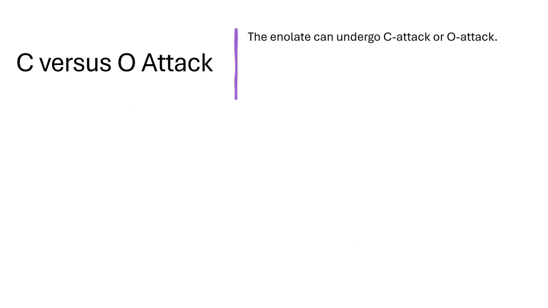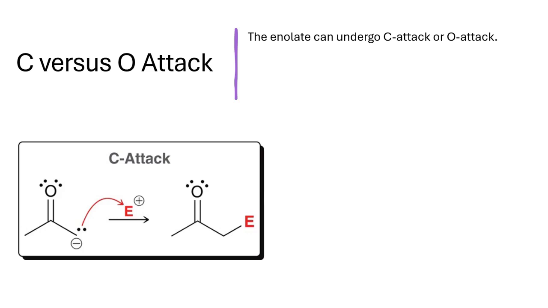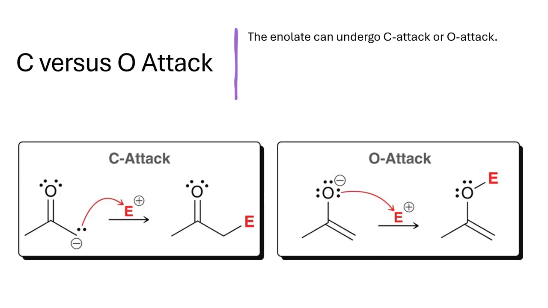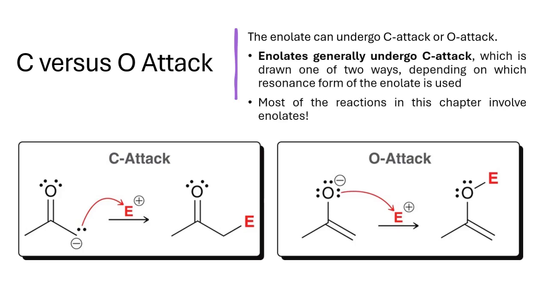C versus O attack. The enolate can undergo carbon attack or oxygen attack. If the alpha carbon attacks, it is the nucleophile and attacks an electrophile, forming a new sigma bond between the alpha carbon and the electrophile. If the oxygen attacks, it is the nucleophile, and it will make a new sigma bond between the oxygen and the electrophile. Enolates generally undergo carbon attack, which is drawn in one of two ways depending on which resonance form of the enolate is used. Most of the reactions in this chapter will involve enolates.